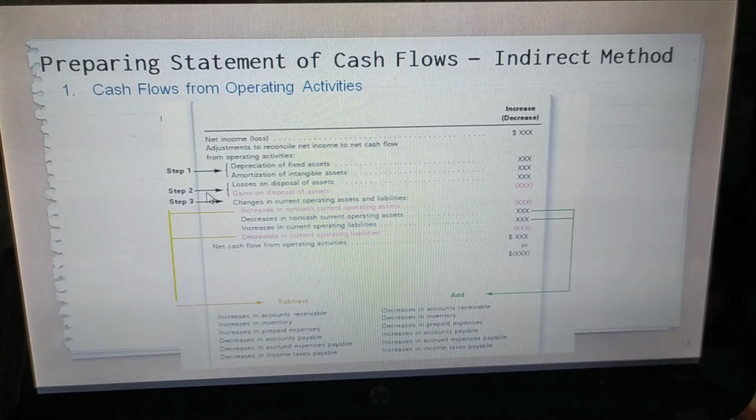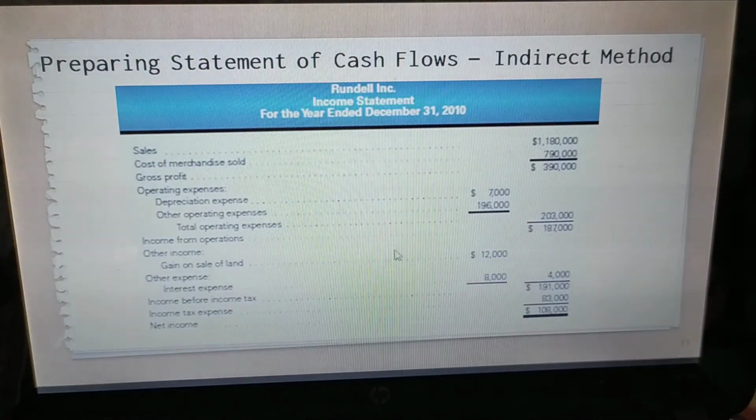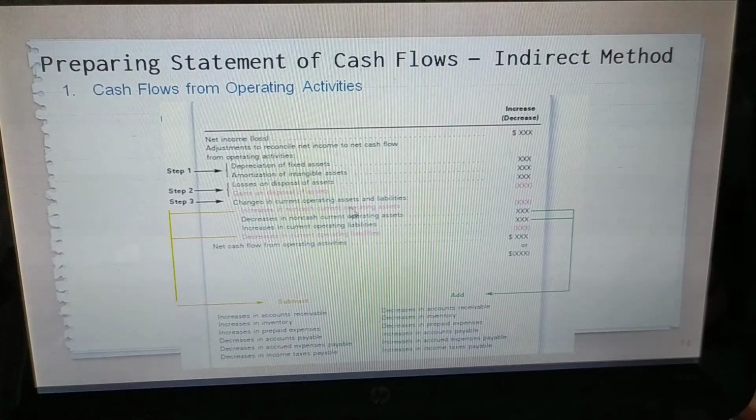And then the next step, we find the gain or loss. In our example, it is a gain of $12,000, so we put it as gain on disposal of asset. Gain is minus, meanwhile loss is positive. Remember, it is reciprocal, terbalik.